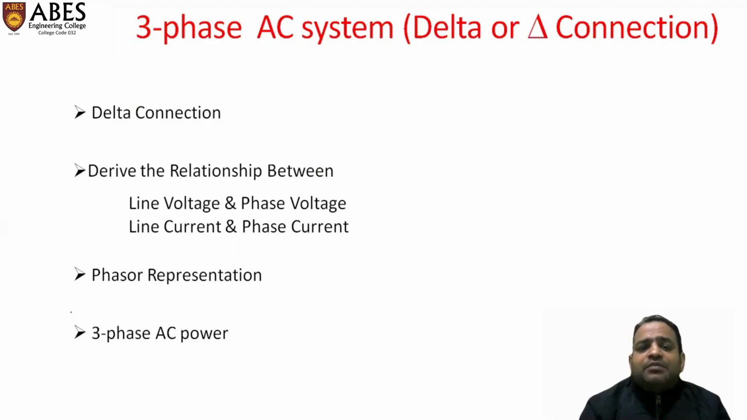After that, we can discuss the relationship between line voltages and phase voltages, line current and phase current, their factor representation and phasor representation. And after that, we can discuss the power of three-phase AC delta connection.